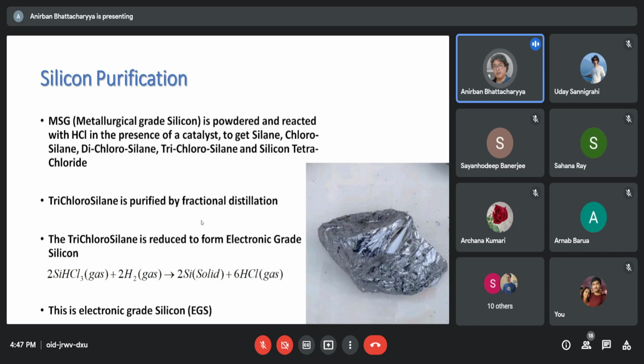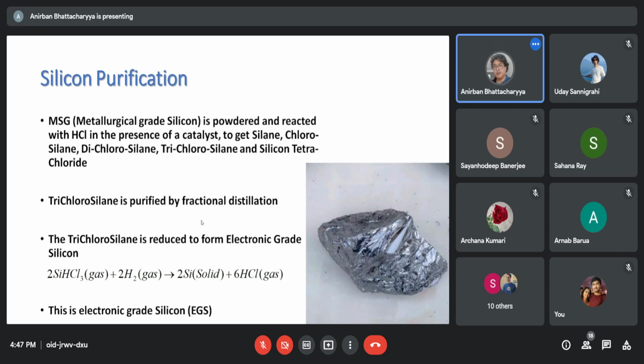Anybody knows what is methane? Methane is more well known to students. What is the chemical formula? So methane is CH4. It's an organic compound. Right. So silane is SiH4. It's similar to methane in chemical structure, except carbon is now replaced with silicon.